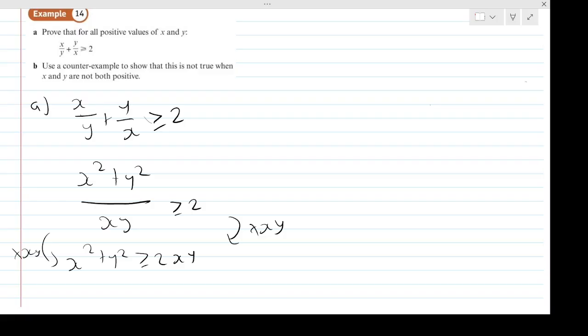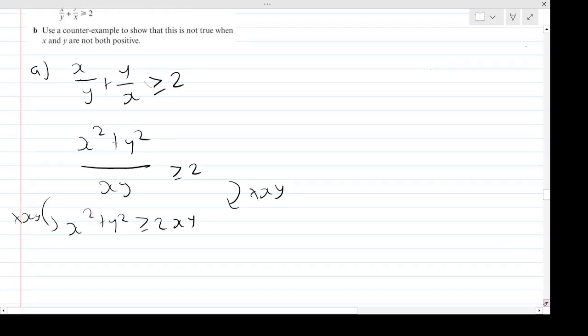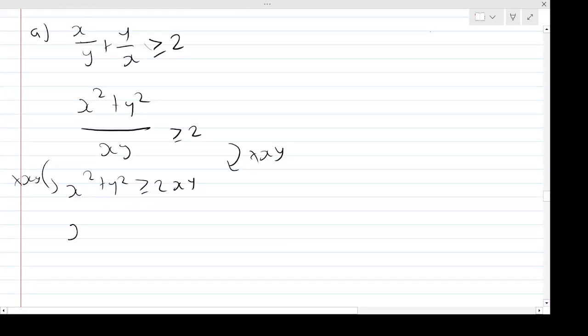However, x and y are given to be positive, so therefore their product would be positive. So we times it by a positive there. So there's not much to be concerned about there. Right, okay. I guess perhaps then we could take away 2xy. So x squared add y squared take away 2xy is then greater than or equal to 0.